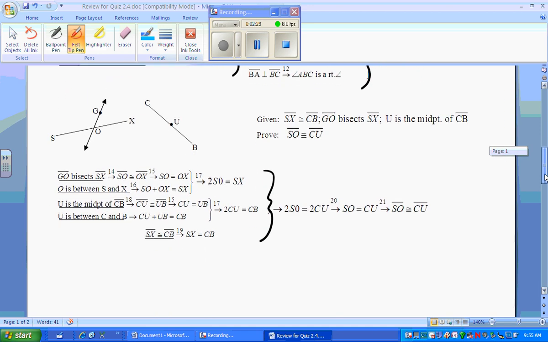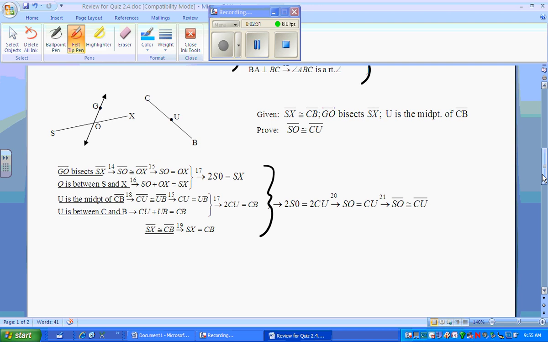Hopefully you're doing well so far. If not, you should be using your flashcards to look at while trying to figure out what the reasons are. Moving on, number 14 here, we went from bisector. What are we bisecting? Segment, so it's definition of segment bisector. 15, we went from congruent to equal, so definition of congruent. 16, you see the word between, so it's definition of betweenness.